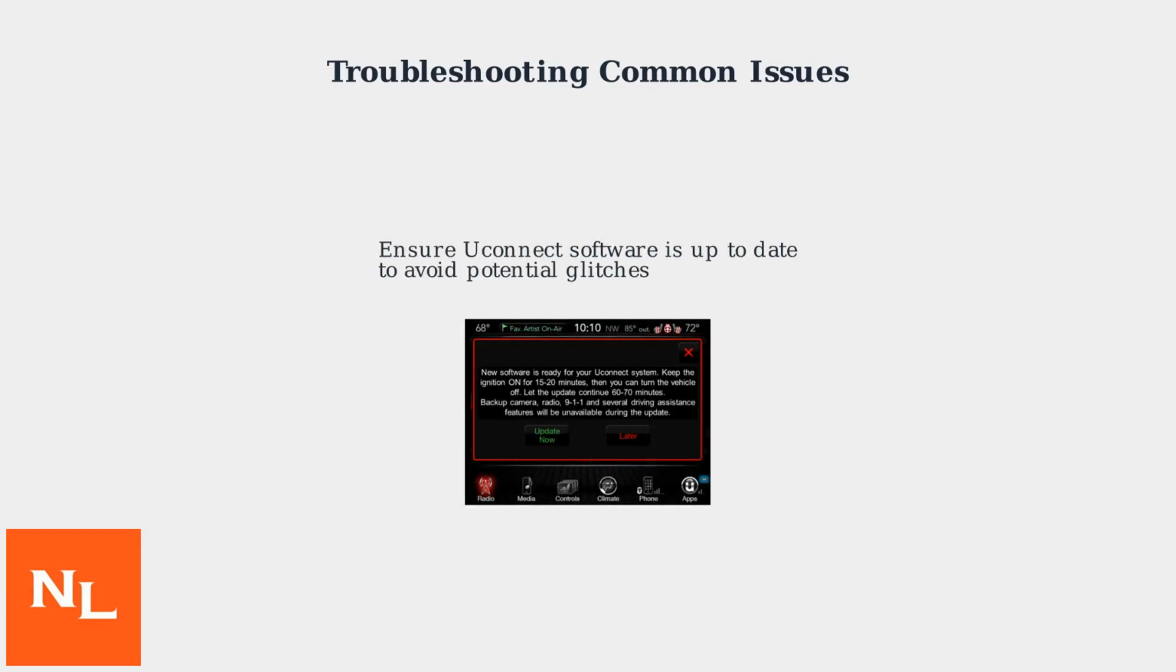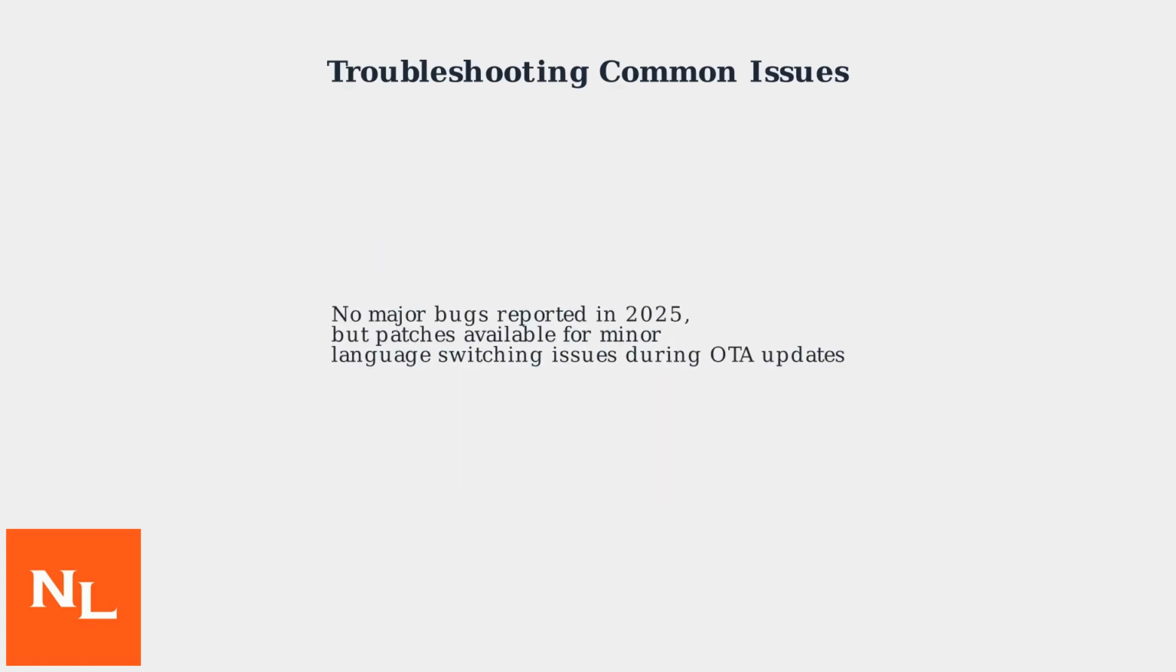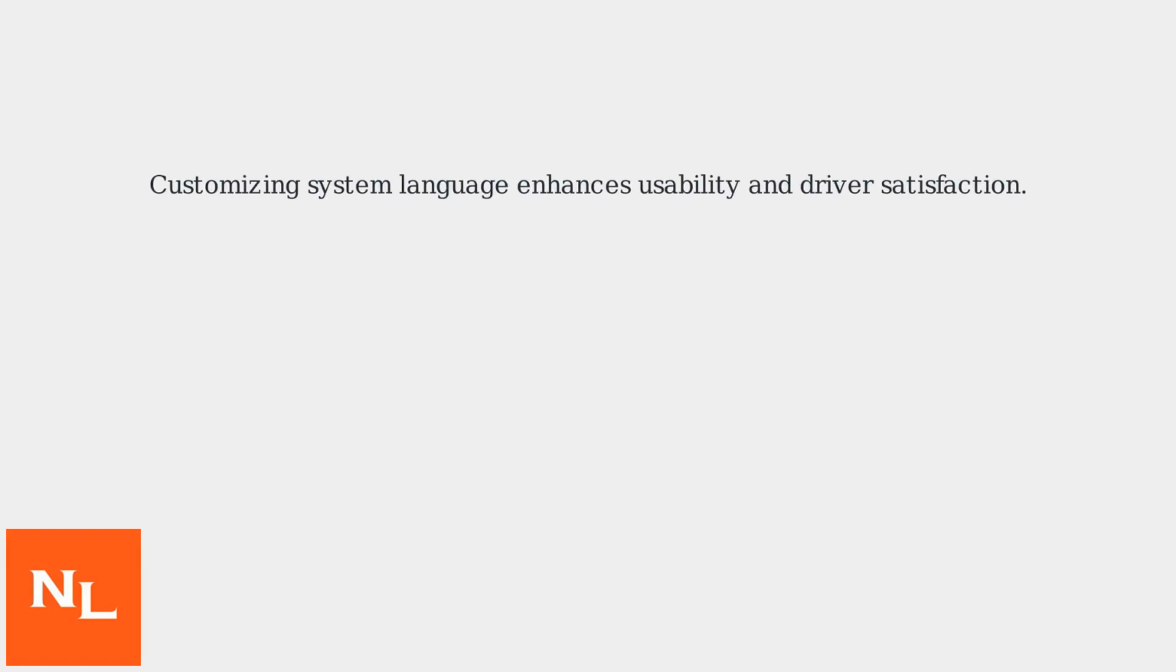To prevent glitches, make sure your Uconnect software is up to date. Software updates often include fixes for language switching issues. No major bugs have been reported in 2025, but Stellantis has issued patches for minor language switching issues that can occur during over-the-air updates. Customizing the system language provides significant benefits for drivers.